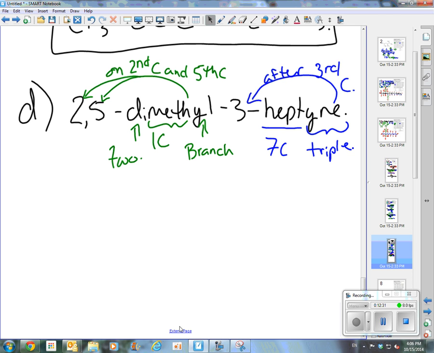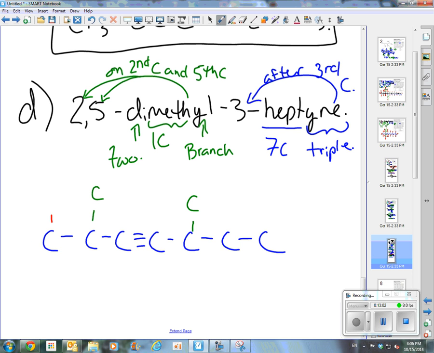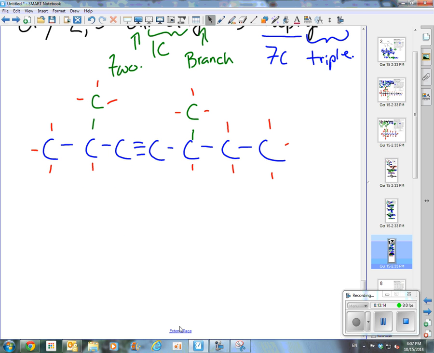Okay, so what I'm going to do here is start out by making my 7 carbons. After the third carbon, so 1, 2, 3, I have a triple bond. Everything else has some singles there. Now for my branches, I have a methyl on carbon 2, and then 1, 2, 3, 4, 5, one on carbon 5. Then I'm going to put these little red marks here to fill in the carbons, so that they all have 4 bonds, where the reds represent the hydrogens that are missing from here.